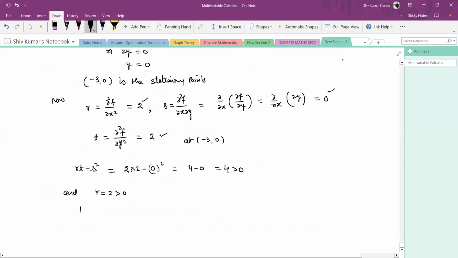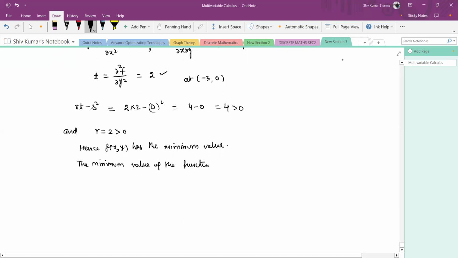So hence the function f of xy has the minimum value. And what is the minimum value? So we also calculate the minimum value of the function. We calculate the minimum value of the function.